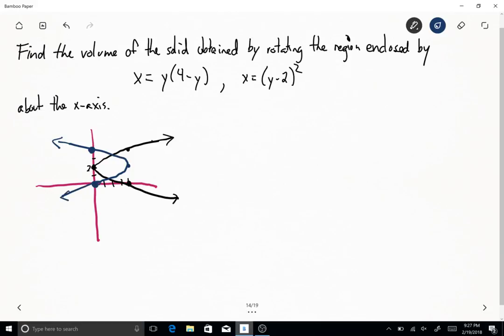So we're going to take this crazy shape right here and revolve it around the x-axis. Holy mackerel, how the heck is this thing going to go? Well, first, let's talk about this a little more in detail. Before we can go any further, we need to find where these things intersect. So what we'll do is we'll go y minus 2, the quantity squared, equals y times the quantity 4 minus y.